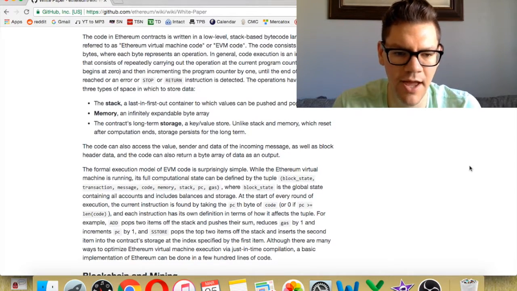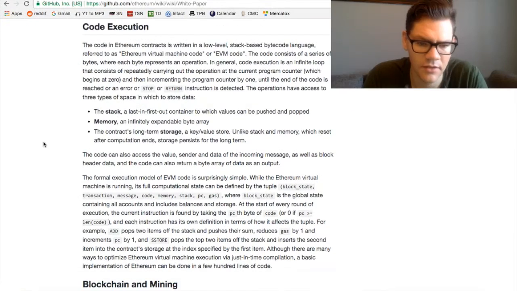For example, ADD pops 2 items off the stack and pushes their sum, reduces gas by 1 and increments pc by 1, and SSTORE pops the top 2 items off the stack and inserts the second item into the contract storage at the index specified by the first item. Although there are many ways to optimize Ethereum Virtual Machine execution via just-in-time compilation, a basic implementation of Ethereum can be done in a few hundred lines of code.